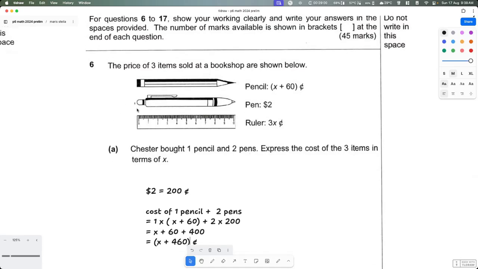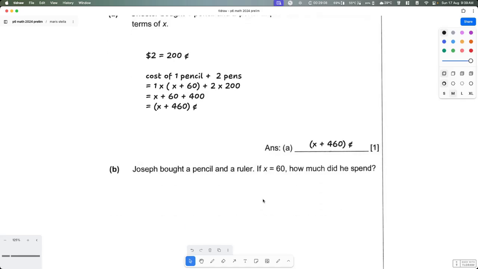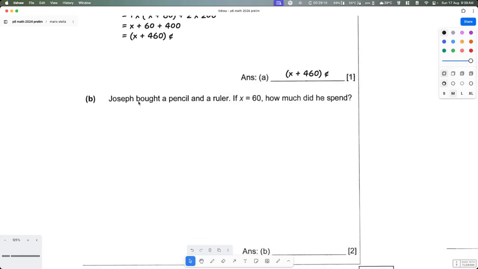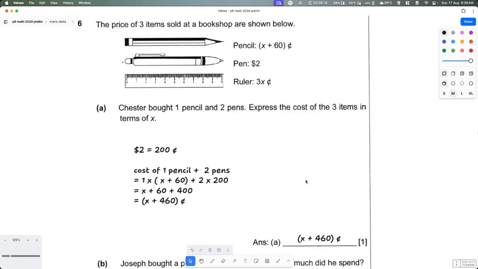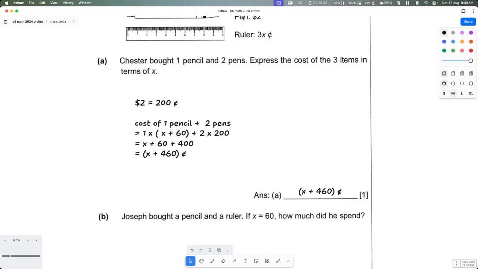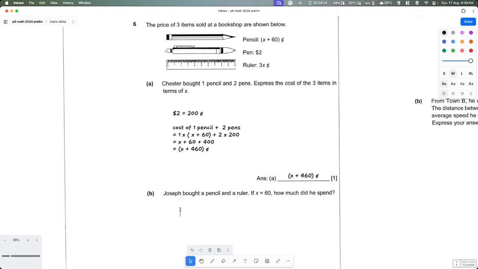It doesn't tell us whether to put this in dollars or cents, so I'm just going to put the easier option, which is this. Part B: Joseph bought a pencil and a ruler. If X equals 60, how much did he spend? So we have a pencil and a ruler. Let me zoom out a bit.